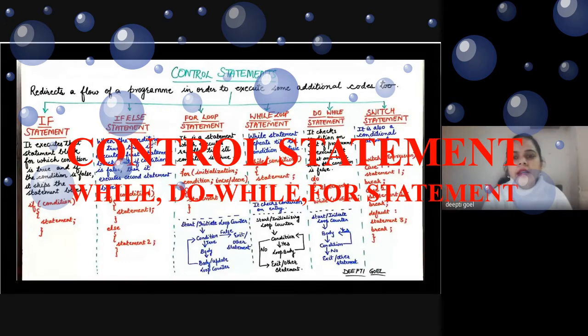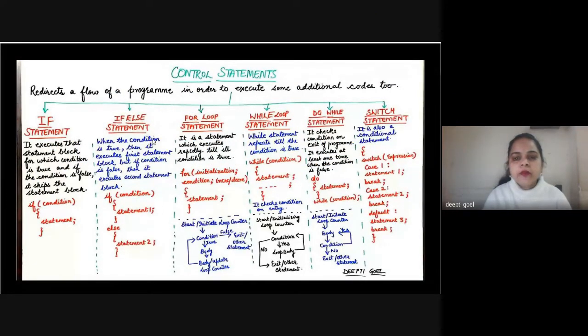So let's study the while loop statement first. The while loop is a control statement that repeats certain statements again and again till the condition is true. The loop checks the condition at the entry level, meaning initially we apply the condition and then the loop goes on. So it is written here that the while statement repeats till the condition is true.